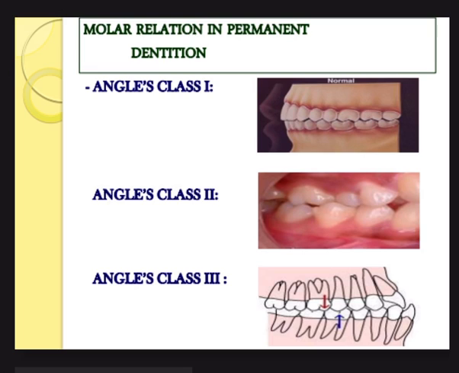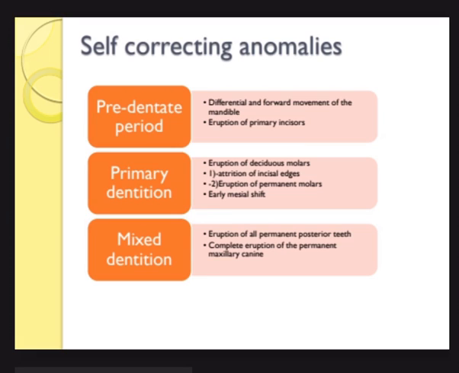Class 3, your mesobuccal cusp will be anterior, yeah, posterior. Okay, so once all the teeth have erupted, you will establish your occlusion. Now this is a very interesting slide again.